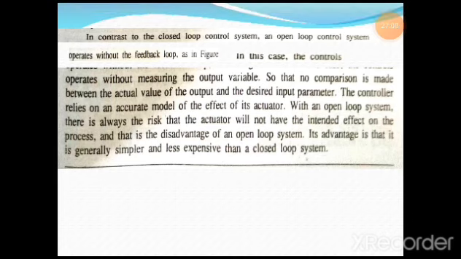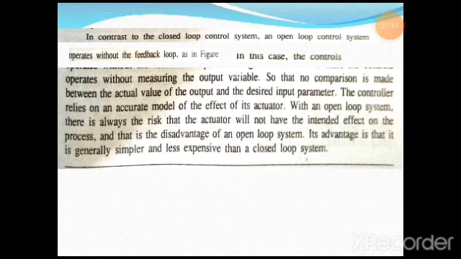So in contrast to the closed loop, suppose in a closed loop what happens? We require to take the feedback. But here, in contrast, meaning opposite to this, it is called an open loop control system, which operates without feedback. Here the control operates without measuring an output variable, so that no comparison is made between the actual value of the input and the desired input parameter. Whatever value of output we want, the actual and the desired input are not compared here. So that is why an open loop control system is often called an inaccurate control system.